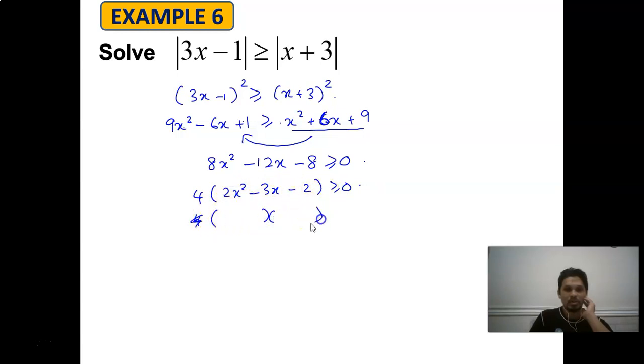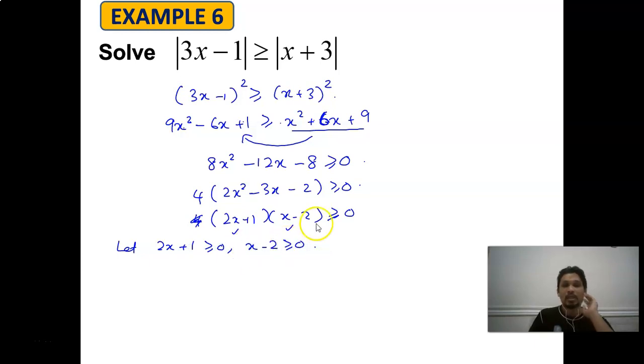And this quadratic, 2x squared minus 3x minus 2, we factorize, then we get 2x plus 1 and x minus 2. Okay? So using a graph, we assume these two are positive. It's greater than 0. We let 2x plus 1 greater than or equal to 0 and x minus 2 greater than or equal to 0.